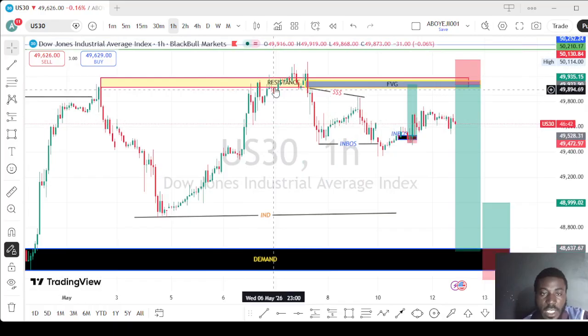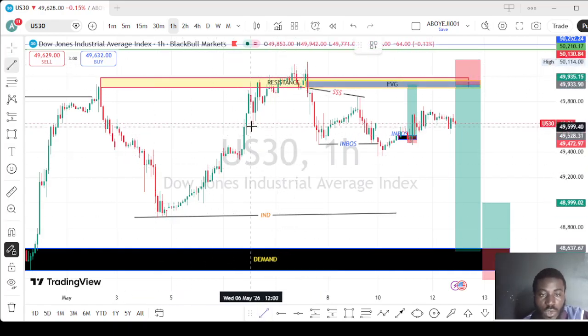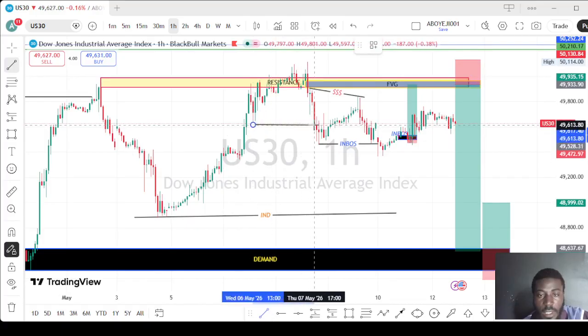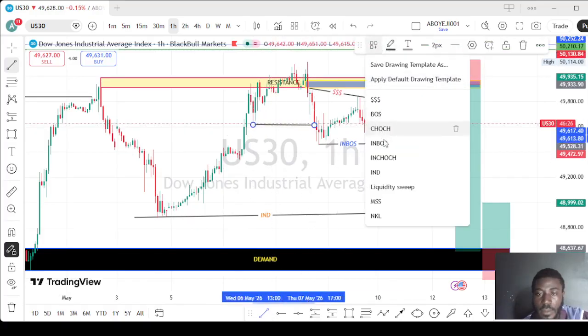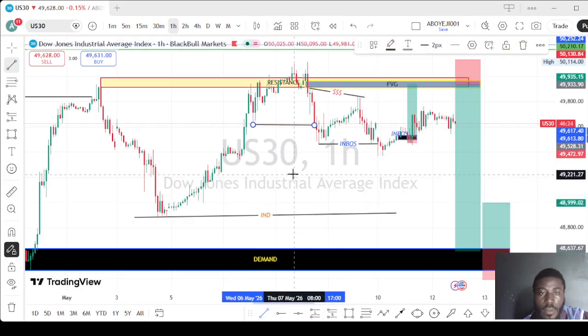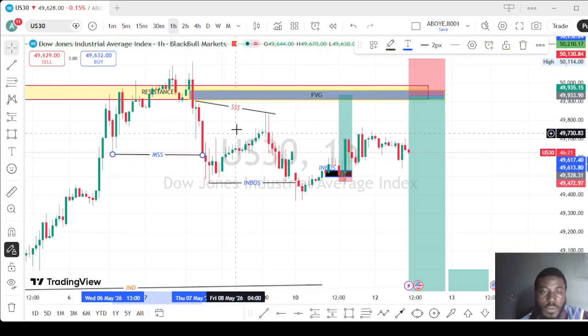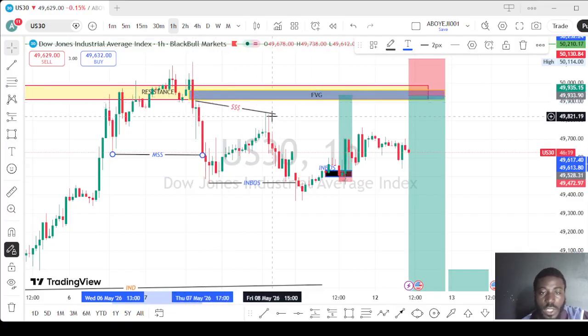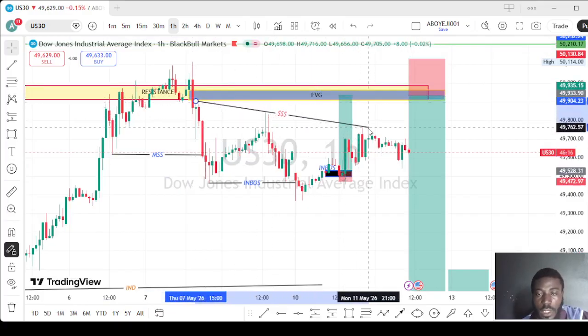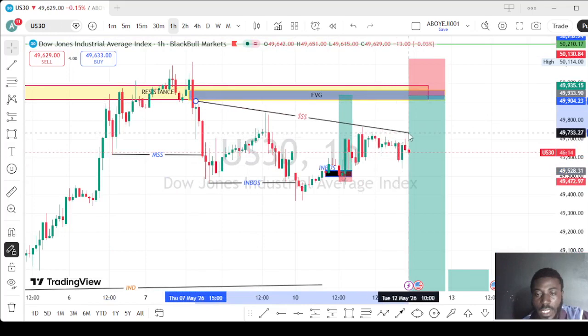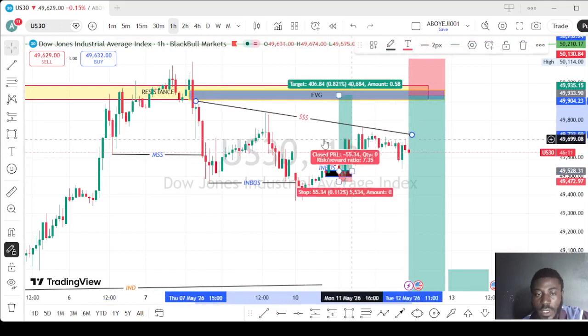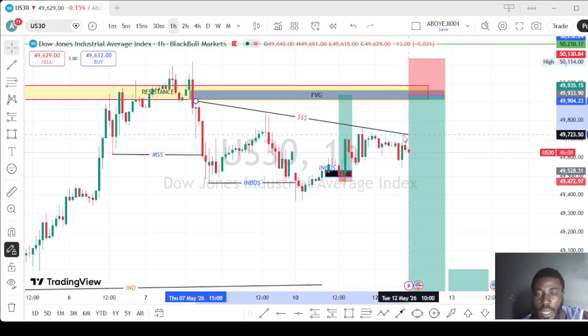From the structure, you can see this is the market structure shift. After the liquidity sweep, all of these are liquidity sweeps, so we can see this is a market structure shift here. After we have the market structure shift, we have an FVG, and these are liquidity for me. So I'm expecting the market to sweep this liquidity before anything.